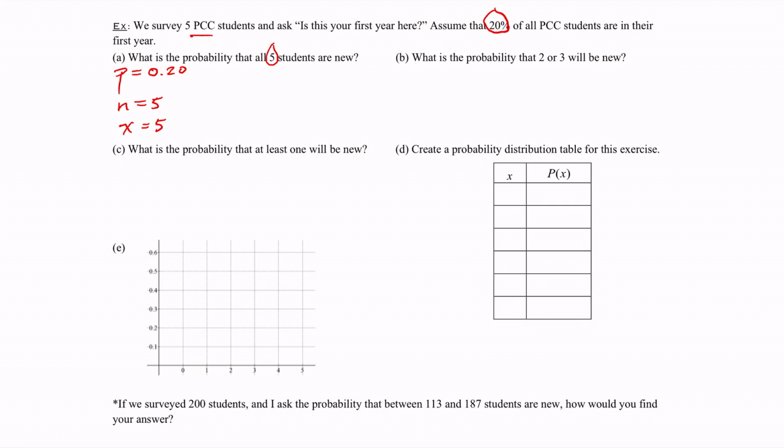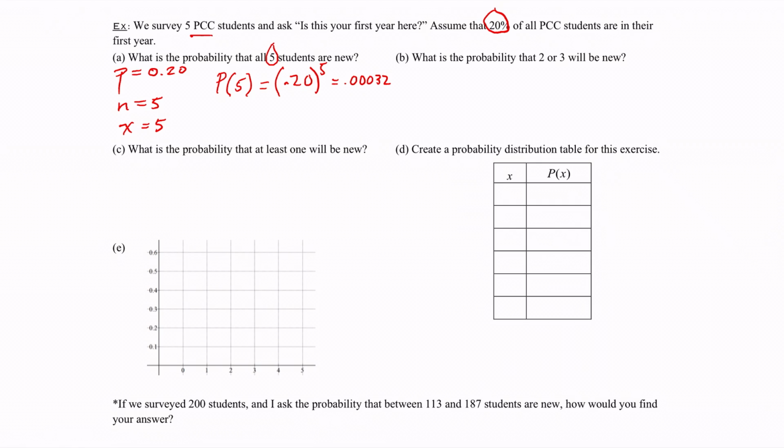And in this case, because we know these are all independent trials, there's only one way for all 5 of them to be successes. So we can just use the multiplication rule. Just do 0.20 to the power of 5, which would give me 0.00032.